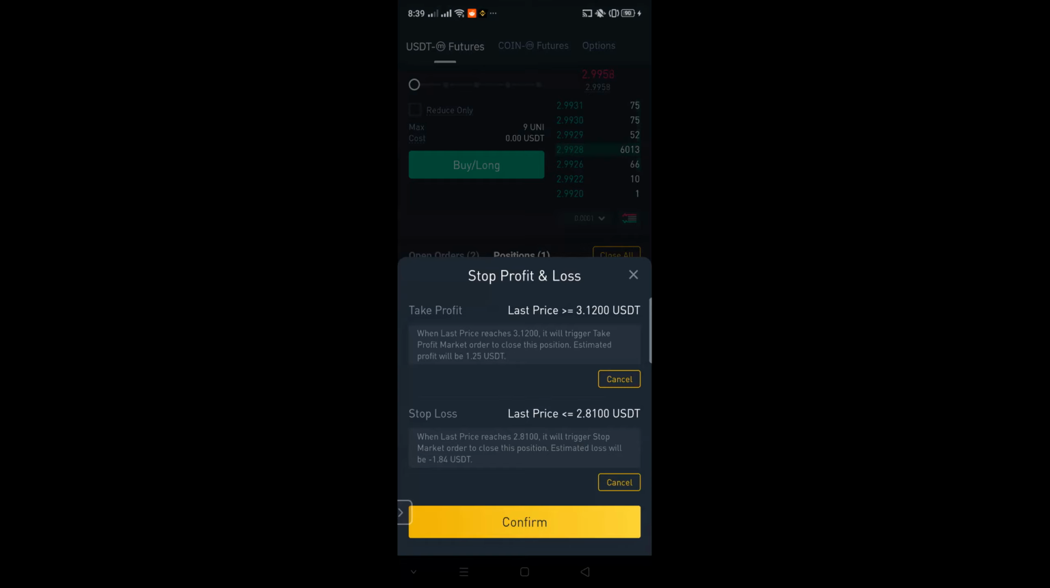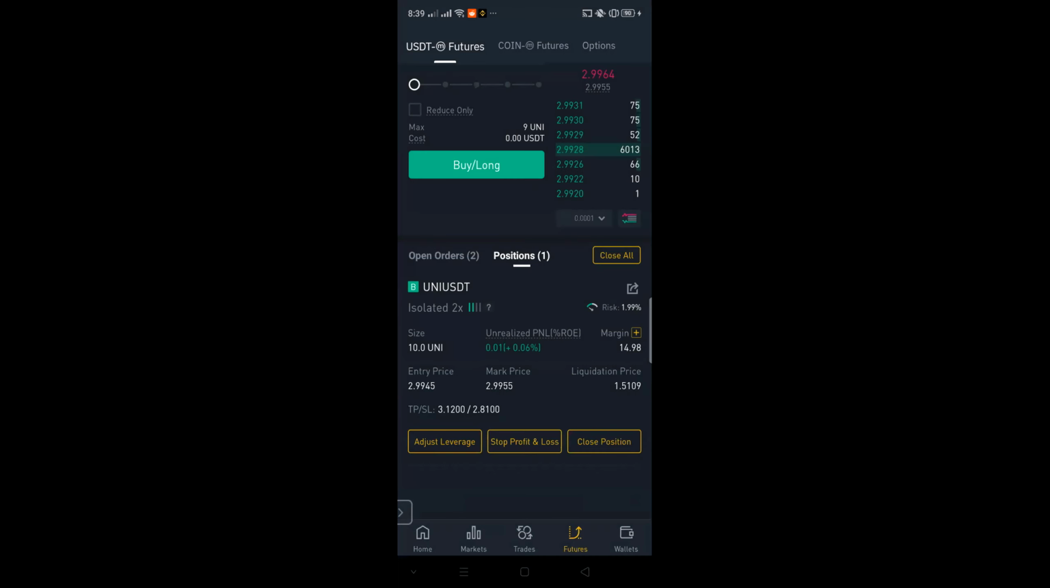Because we have already fixed our take profit when we are setting the trade, that's why you are seeing the price there. Then if you want to close the position, let's assume.